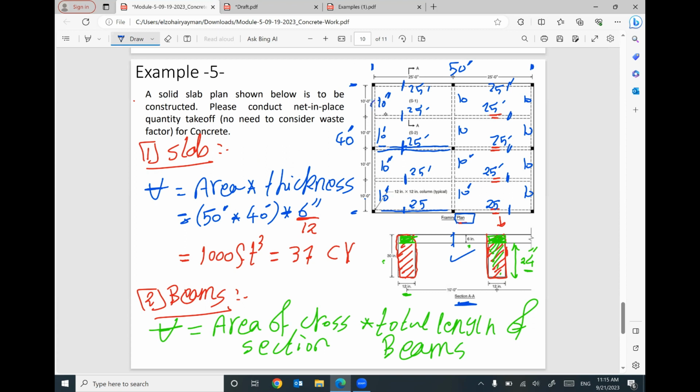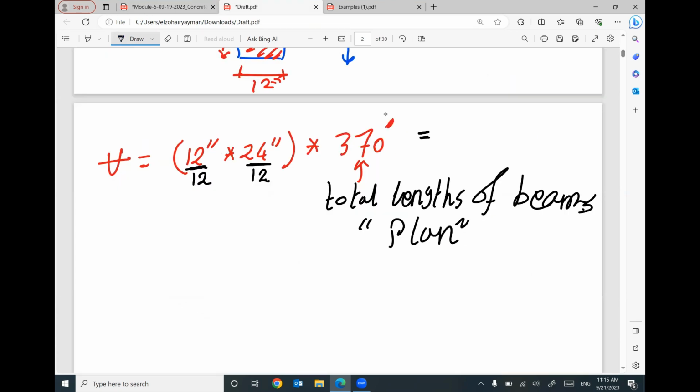And then 10, 1, 2, 3, 4, and we have 8, and we have 12. That makes sense? Yeah, okay. I got it. Thank you. So the total will be 1 times 2 times 370 equal 740 cubic feet.